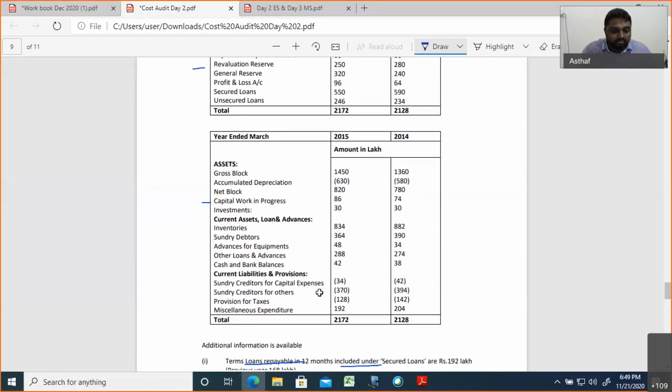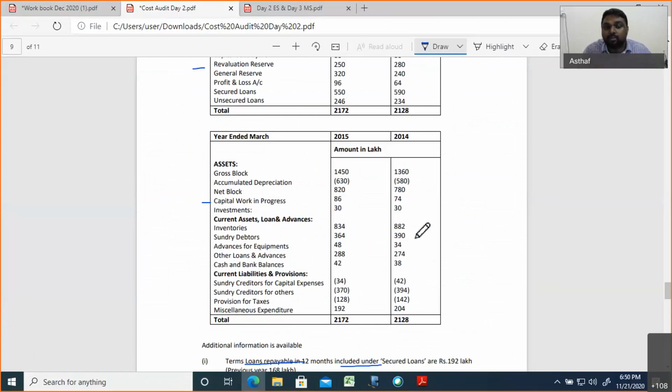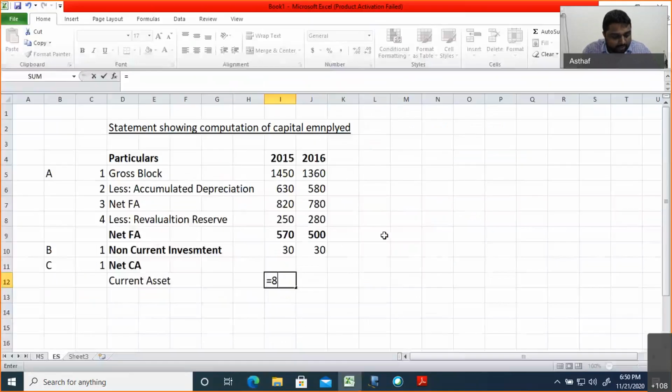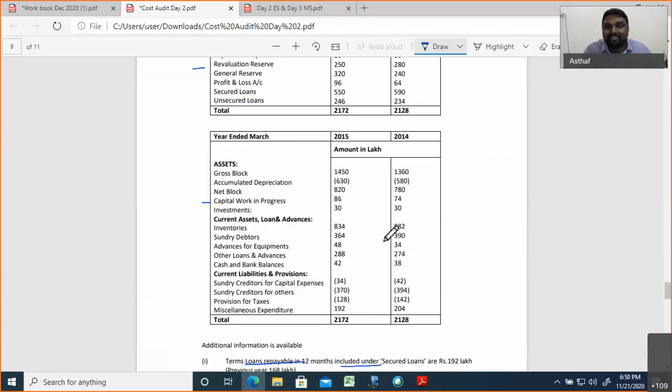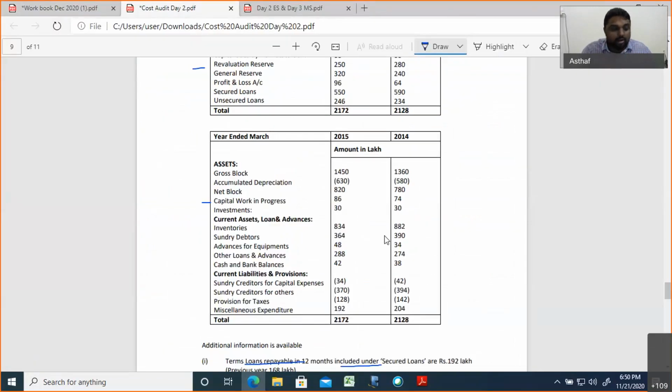So next is what? Net current asset. So how will we find out the net current asset? First, we will find out the current asset. What is a current asset? The current asset, we have the items. We have to add all the items. So I am here ready. Hope you are also ready. So we can start. I will save time, we will just add here itself. 834 plus sundry debtors, which is 364, plus advance for equipment. My dear friends, capital work in progress we have ignored.